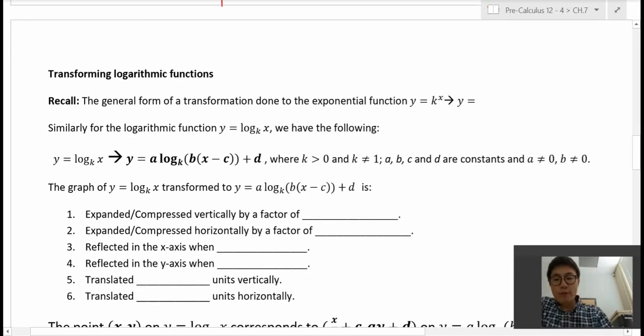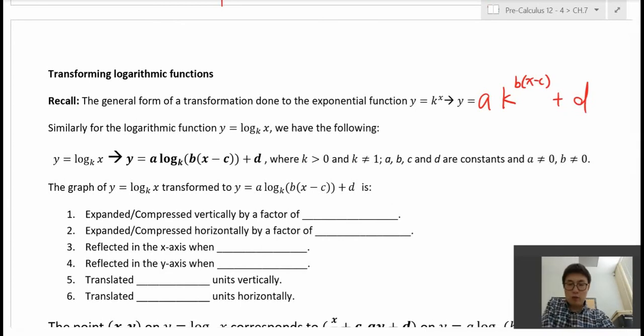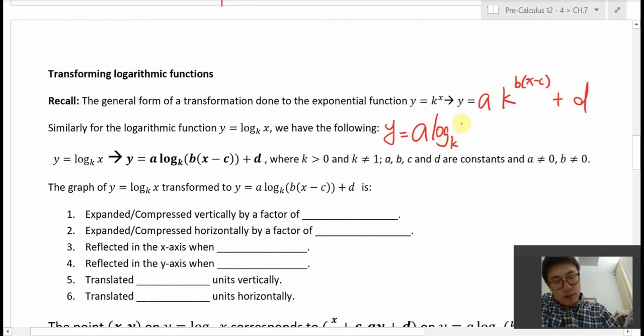Now we're going to transform functions. We should be familiar with this by now. The general form for transformation done for the exponential function, hopefully you recall, was y equals a times k to the power of b times (x minus c), and then plus d. This was the transformation for the exponential function. Guess what? It's going to be similar for the log function. If we had y equals log base k of x, then the transformation is going to be y equals a log base k, that's not going to change, of b times (x minus c), and then plus d.